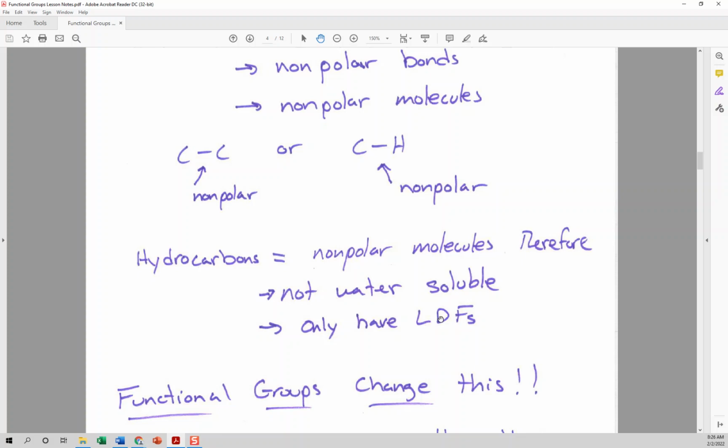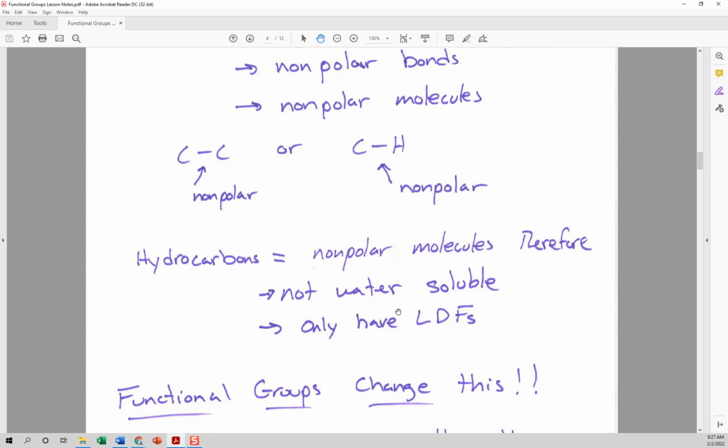So it doesn't mean that all hydrocarbons have weak IMFs. It really just means the only IMF that a hydrocarbon has is London dispersion. And if it's a smaller molecule, it's going to be very weak London dispersion. But if it's a really big molecule, it could be very strong London dispersion. But the only intermolecular force it has is London dispersion.